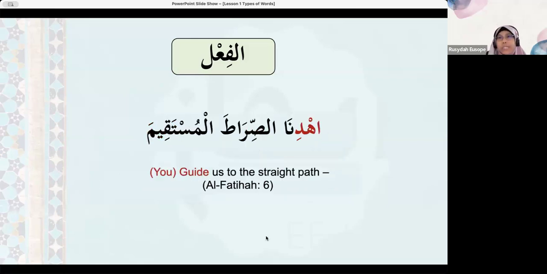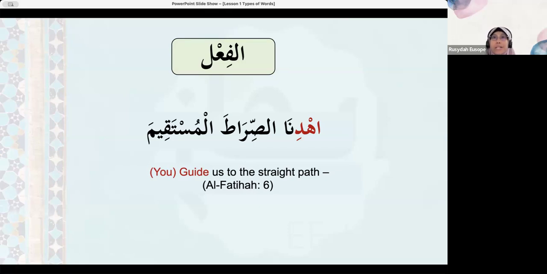Ihdina as-sirat al-mustaqim. Ihdi, the first part of the word, means guide. Who guides? You guide. I added the "you" in brackets because in English, an imperative verb doesn't require you to mention the pronoun. But in Arabic, every verb has a doer. So the doer here comes in the form of the pronoun "you," which refers to Allah Azza wa Jalla. So the imperative verb in this ayah 6 of Surah Al-Fatiha means request, wish, or supplication basically.